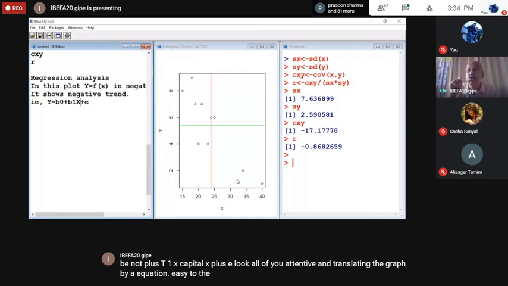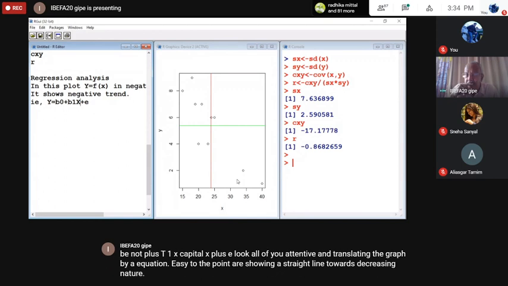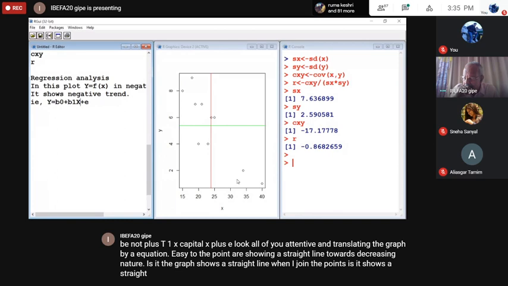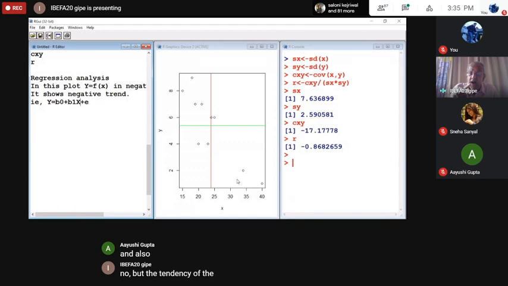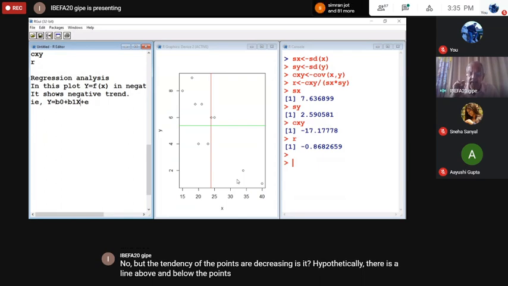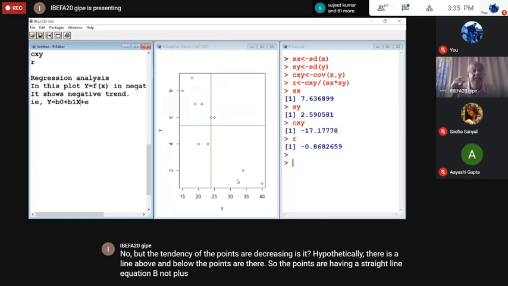Does the graph show a straight line towards decreasing nature? When I join the points, does it show a straight line? No, sir. No. But the tendency of the points is decreasing, isn't it? Hypothetically, there is a line with points above and below it. So the points follow a straight line equation B0 plus B1 x plus deviation. This is the graph. The graph becomes an equation now.